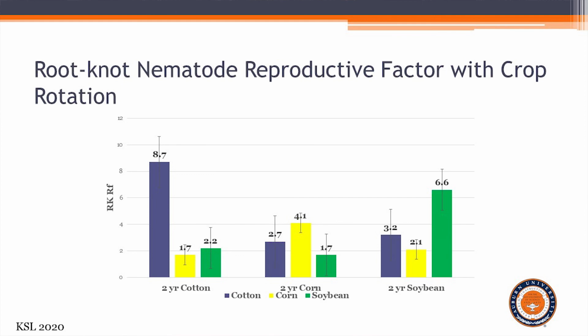Same thing happened with corn. Notice the highest population is corn following corn following corn. Switch to cotton or soybean, populations of nematodes are half. And we saw the same thing with the soybean in the last group. The green bar is soybean following soybean following soybean. But if you move to cotton or corn, the nematode numbers are half. So any rotation will help, even if it's a susceptible crop.